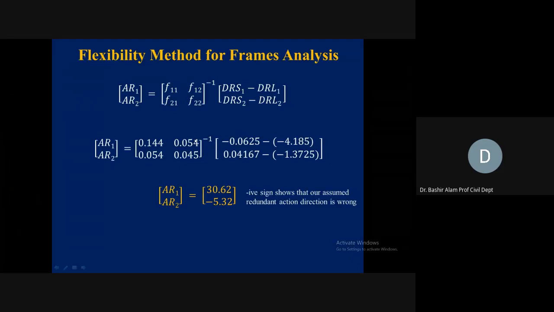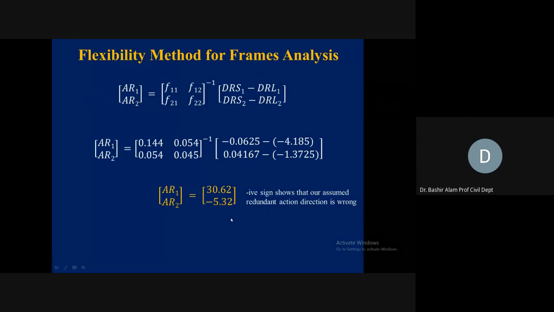So now when we find the inverse of this and multiply this with this one, the product is giving us AR1 is equal to 30.62 kips and AR2 is minus 5.32. This negative sign now shows that our assumed redundant action direction is wrong for AR2. It should not be rightward directed, it should be leftward directed.